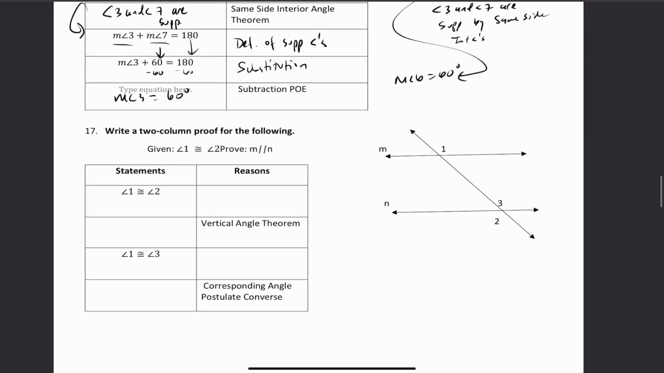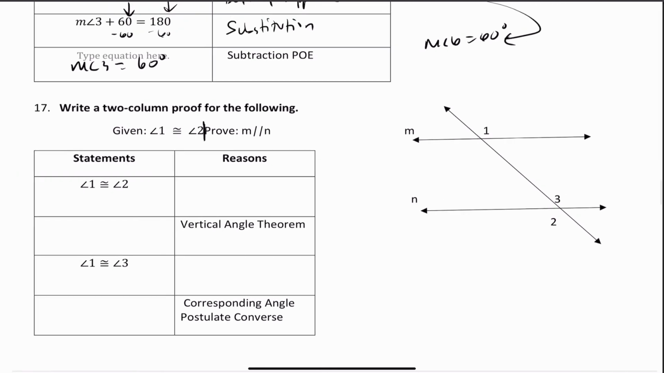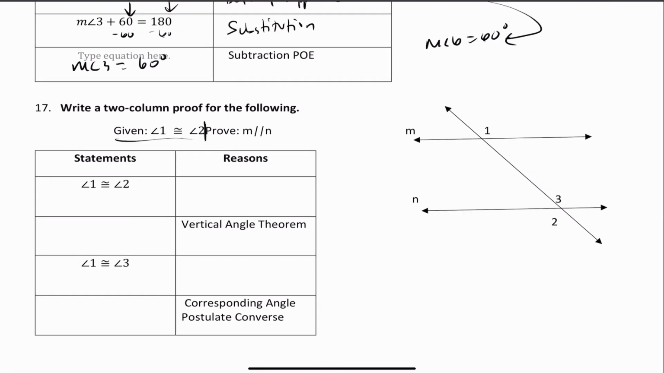Let's take a look at number 17. Write a two-column proof for the following, given that angle 1 is congruent to angle 2. Prove that M is parallel to N. Angle 1 is congruent to angle 2. So remember, this stuff is given, right? That's what you can assume. That's what you can use.